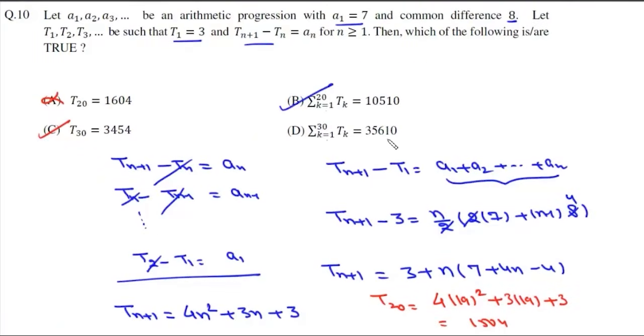This is correct, and 35615. That means option D is incorrect. So the correct options are B and C.